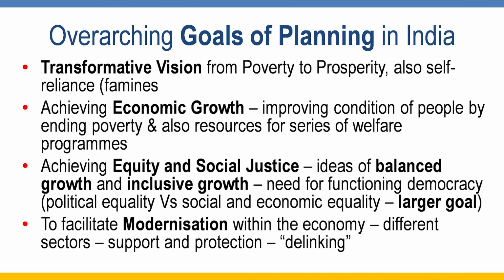And then achieving equity and social justice, ideas of balanced growth and later on inclusive growth, came in a big way. And that needed a functioning democracy. Functioning democracy means that you have a system in place where political equality was established through a single vote in a society where social and economic inequalities are very large. So therefore, planning had a larger goal of social justice and equity to make this democracy work, so that political equality can actually work when we address this social and economic inequality. And social and economic inequality can be addressed through planning. So that's the kind of plan.